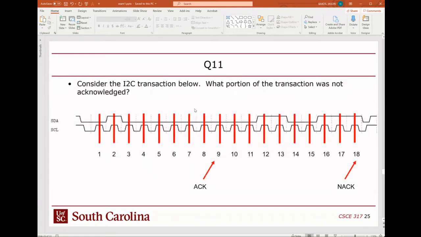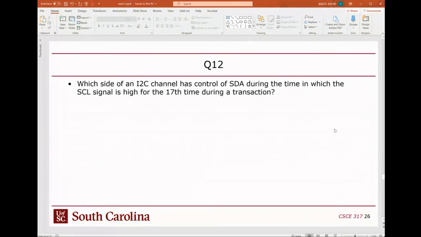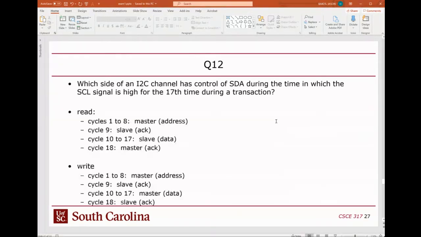But 17, so I mentioned that the 18th time would have been the acknowledgement. So the 17th time would have been basically the last bit of the data portion that comes before the acknowledge. So who's sending data, basically, is what the question is asking. Well, it depends if it's a read or a write.